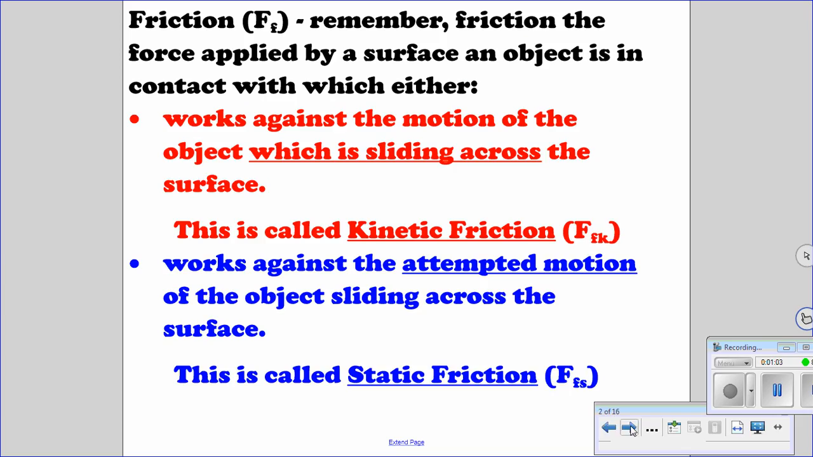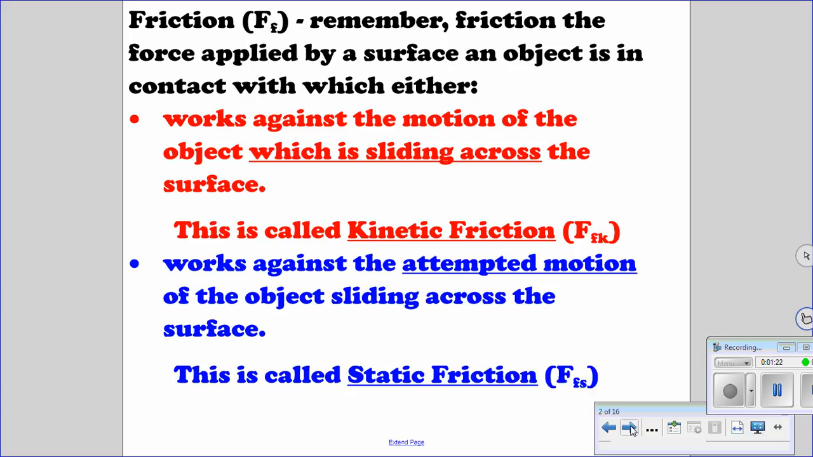So friction. You guys have seen this definition before. I think it was in the first chunk of notes this chapter when we defined forces. Remember that I listed different types of forces? All right, one of them was friction. So remember, friction is the force applied by a surface an object is in contact with, okay?